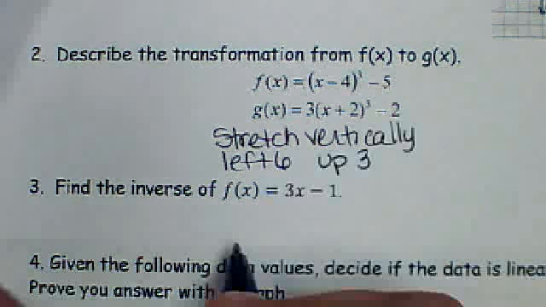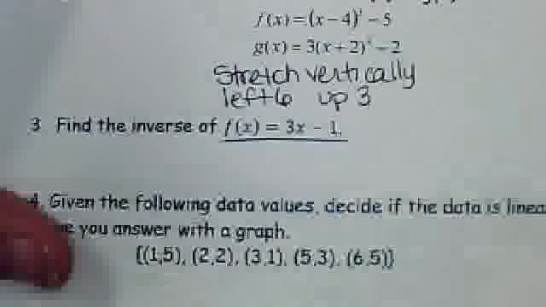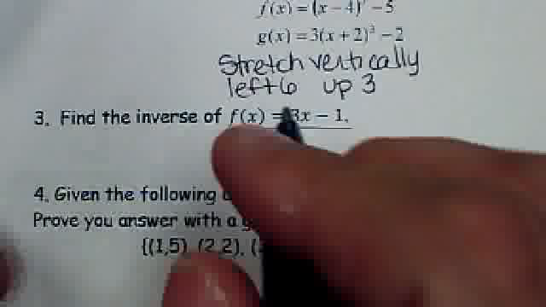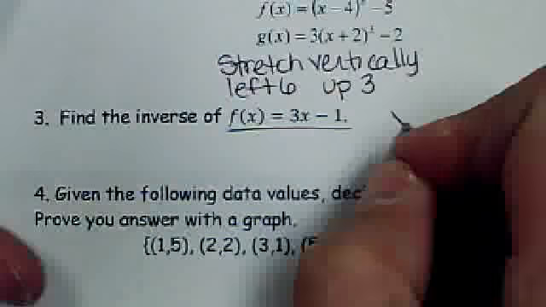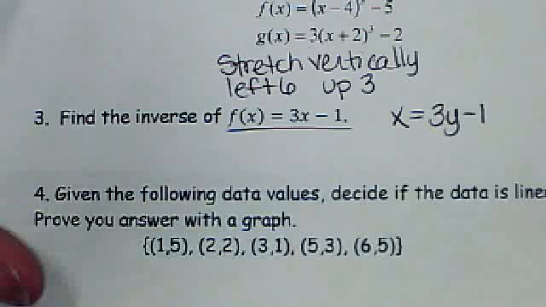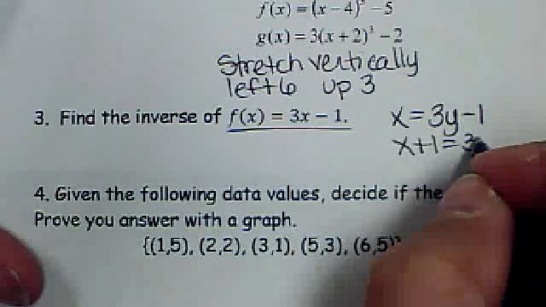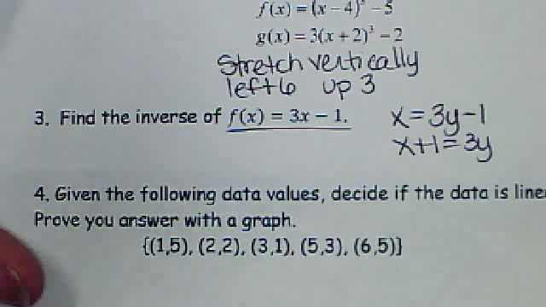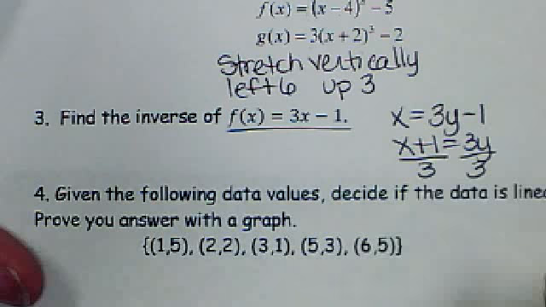Now problem number 3, you need to find the inverse of f of x equals 3x minus 1. That 3x minus 1 was left off your paper, so make sure you write that down. To find the inverse of an equation, we switch the x and y. Remember, f of x is the same thing as y, so I put x there and 3y minus 1. Then I have to solve for y. To solve for y, I add 1, so x plus 1 equals 3y. And this is just a normal linear equation. I divide by 3, and those 3's cancel.